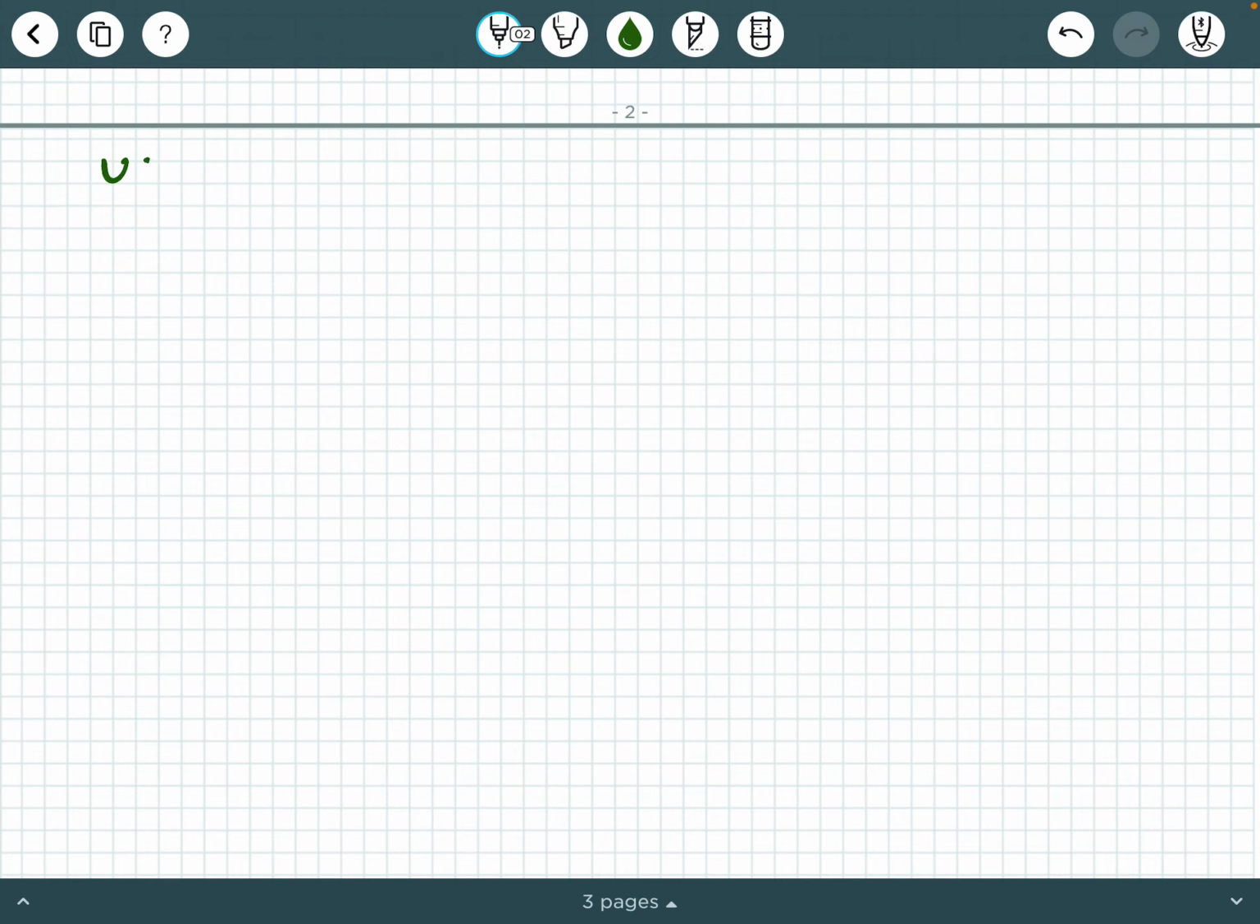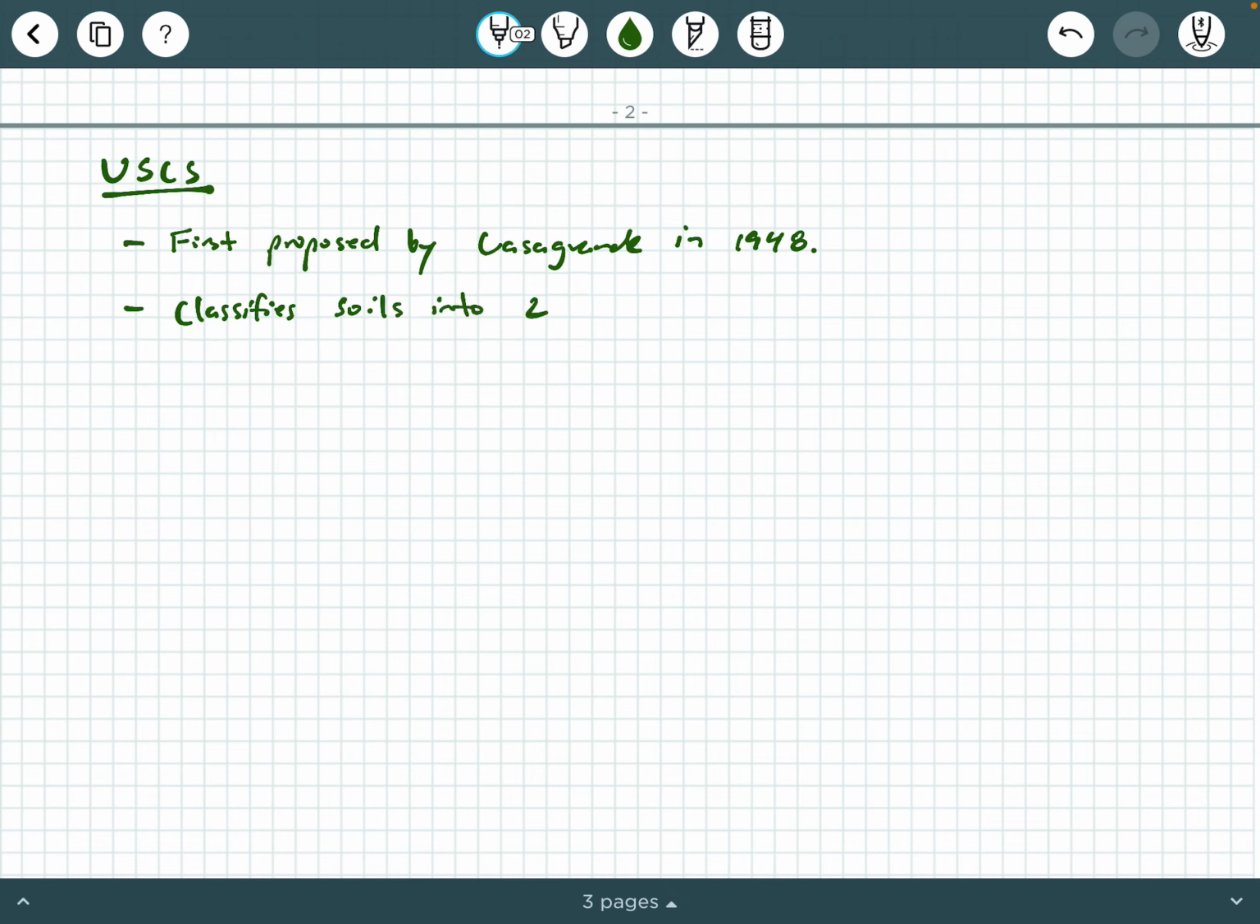Say USCS. This is our second method, okay? This one was first proposed by Casagrande in 1948, all right? It classifies soils into two groups, okay?